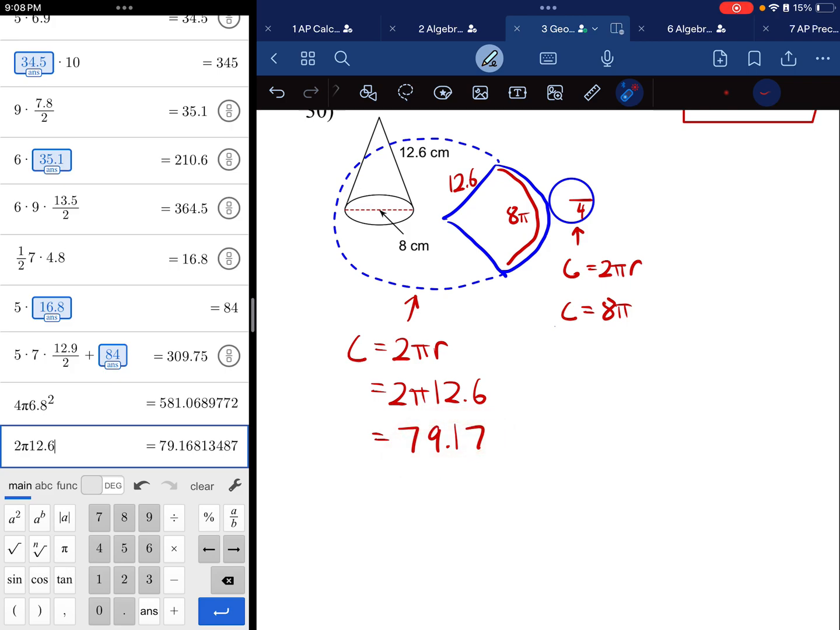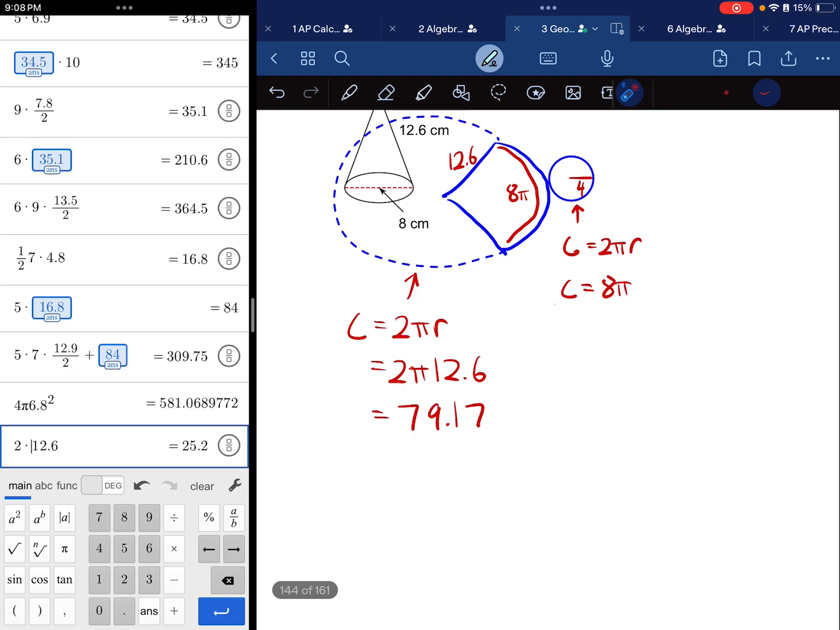In fact, can I just make this easier? Can I get rid of that pi so I can talk about this without pi? 2 times 12.6, so it's 25.2 pi's, because the pi's are going to cancel out. That's why I wanted to do it this way. So really what I have here is, wait, 25? 12.6, yeah, that's right, okay, 25, I was doing a sanity check there. 25.2 pi, that's the entire circumference.